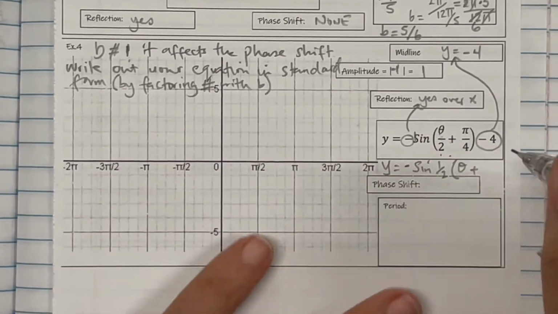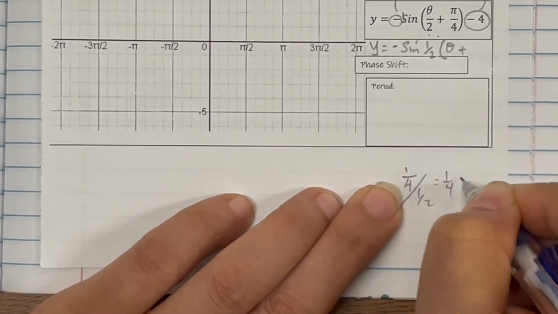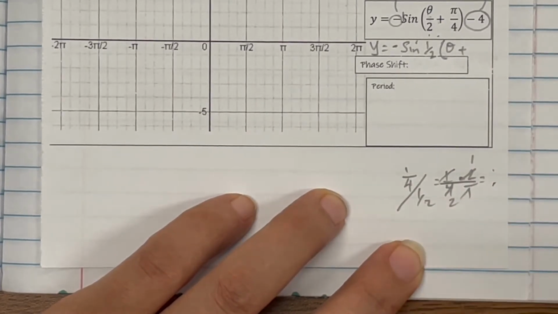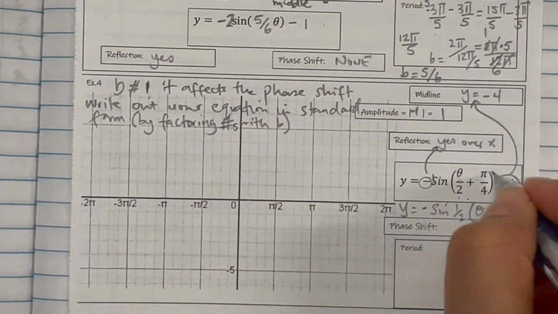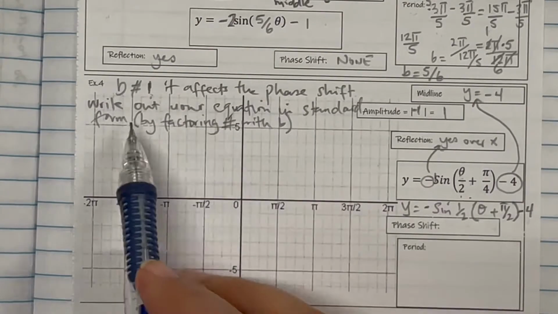And again, I'm going to show you because this is things you should know. So 1/4 divided by half is keep, change, flip. Go ahead and simplify. So you're going to get 1/2. So that's going to leave inside pi over 4, -4. Everything else stays the same. Remember, this only affects the phase shift.